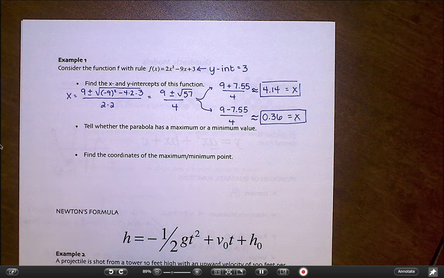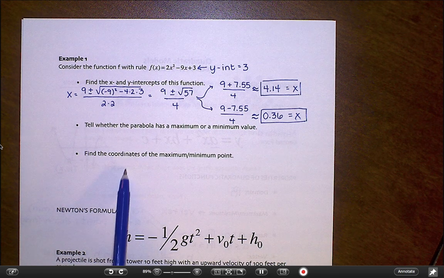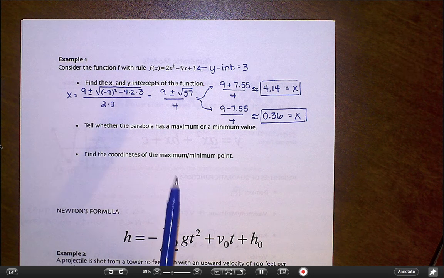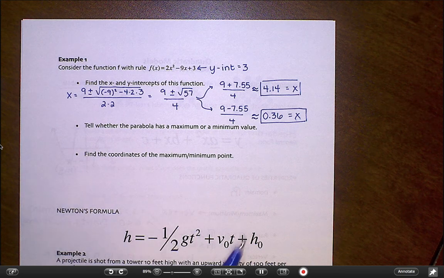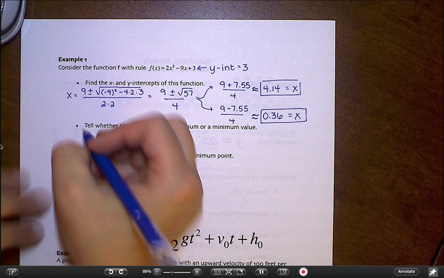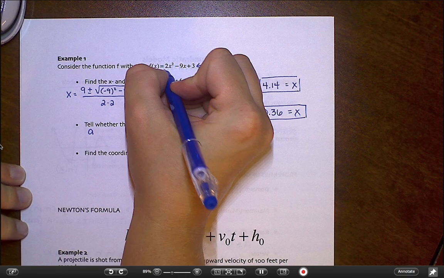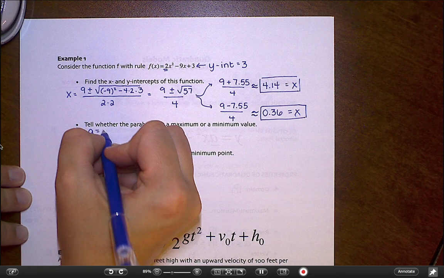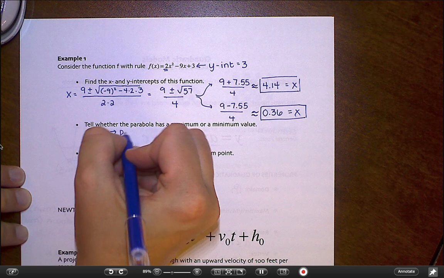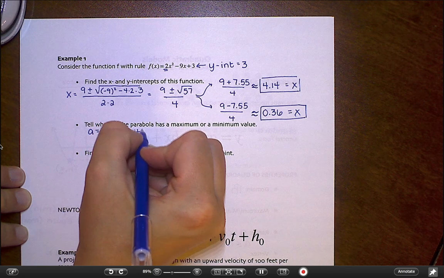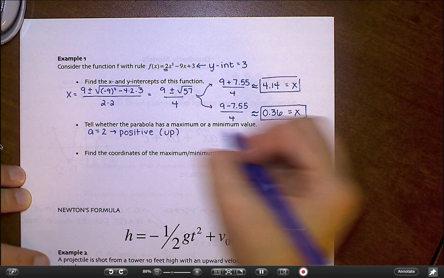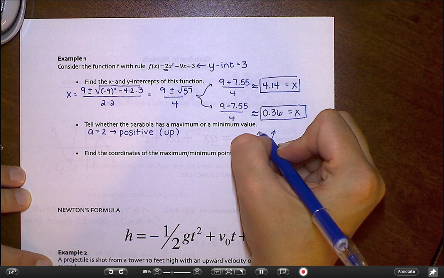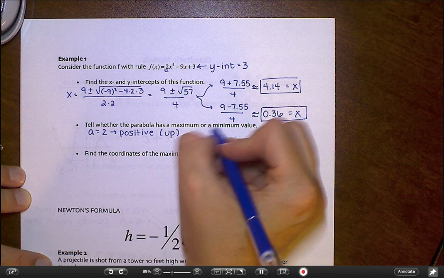Okay, so I'm going to go ahead and do these 2 questions, and then I want to graph this thing, and we'll just kind of check it together and make sure all of our answers check out. So this just says tell whether the parabola has a maximum or a minimum value. And remember that comes from the a value. So in this case, the a value out there in front of the x squared is 2. That's positive. And so that means my parabola is pointing up. And so if you can kind of visualize the parabola pointing upward, that means that this has a minimum value.